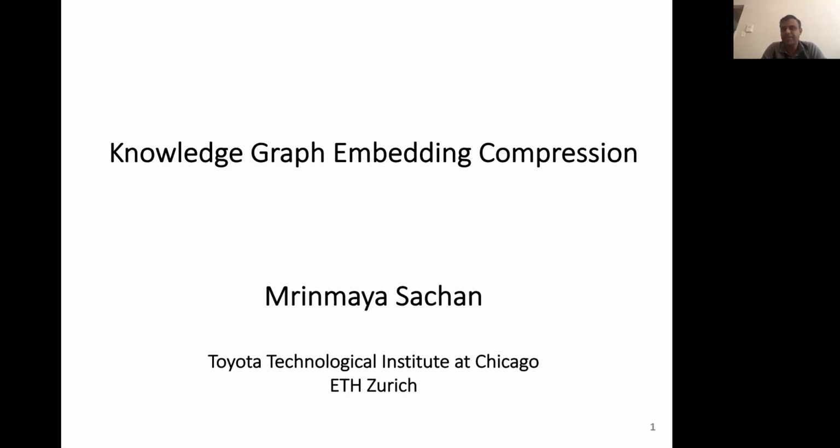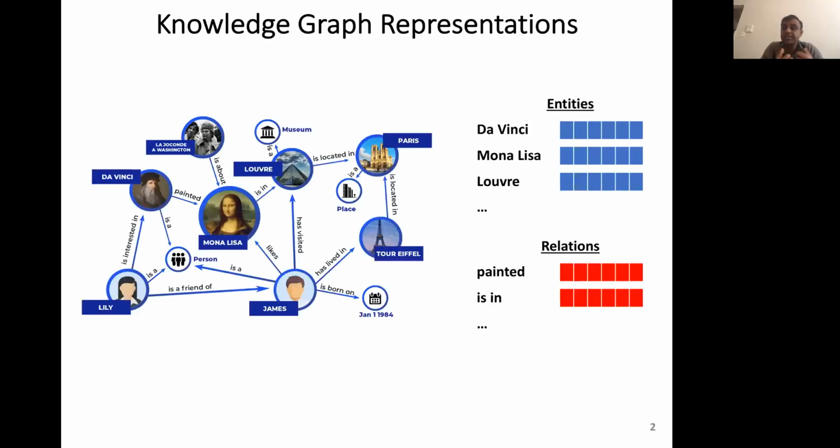knowledge graph embedding compression. Recently, there has been a lot of interest in learning embeddings of knowledge graphs in continuous vector spaces. These approaches represent entities as learnable continuous vectors, and each relation is modeled as an operation in the same space, such as translation or projection.